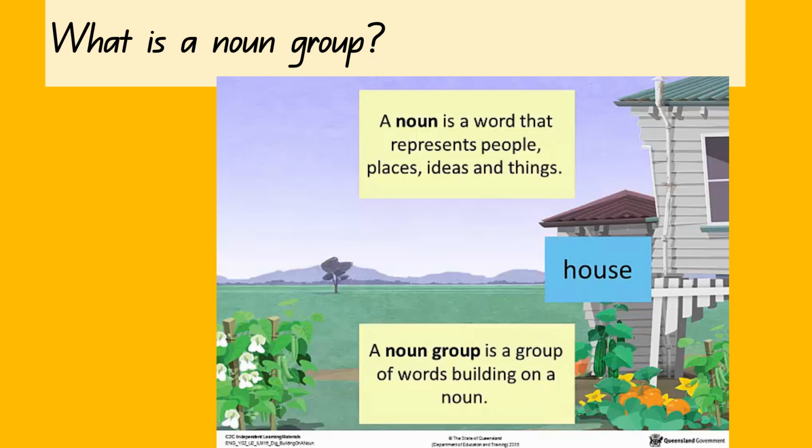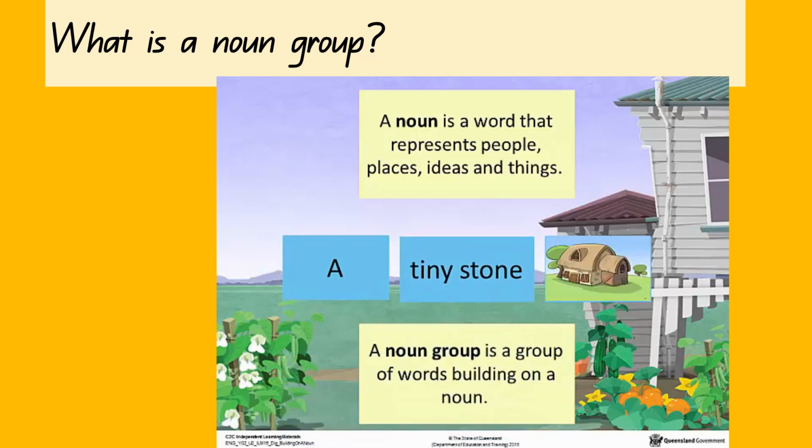Look at the word house. House is the name of something. It is a noun. What do you think of when you read the word house? We can describe a house in this way. A tiny stone house. The word a is called an article. It leads us to the noun and helps to explain it. A, an, and the articles usually sit before the noun in most written sentences. The words tiny and stone help to describe the noun house. We call them describing words or adjectives.